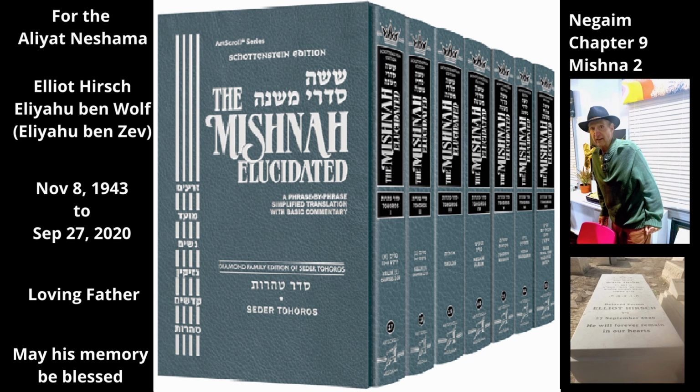That is, if a nega that is at the edge of a boil or burn then spreads onto ordinary skin, or if a nega that is at the edge of ordinary skin then spreads onto a boil or a burn, it is not a sign of tuma.